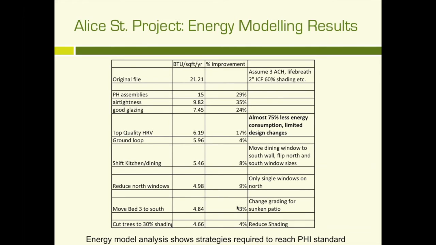Then we looked at the ground loop, some redesigning of the spaces and increasing some of the windows, reducing the north windows, moving the third bedroom to the south and having to excavate out the backyard because of the slope. We're still not there. So the only thing that we could practically do was try to cut down 30% of the trees in the backyard to get us to the 4.75.